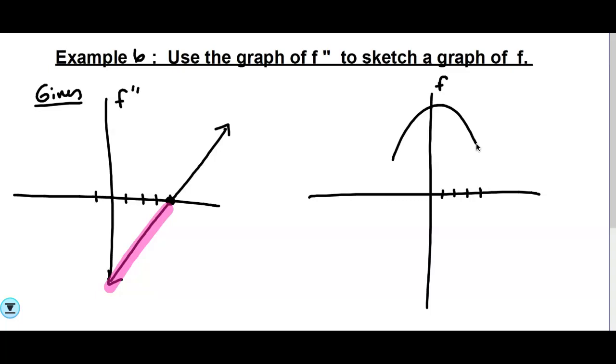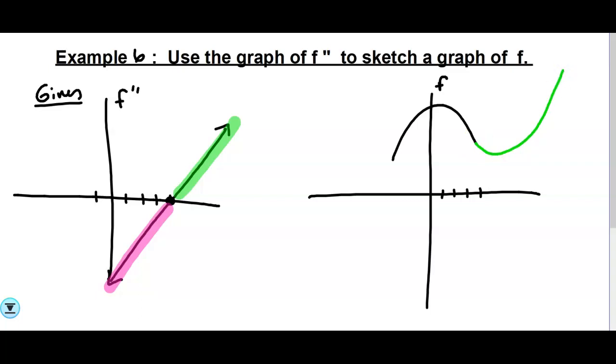And I see that to the right of 4, the f double prime graph is above the x-axis, which means that the second derivative is positive to the right of 4. Now, when the second derivative is positive, what does that tell us about f? Well, that would tell us that f is concave up to the right of 4. So to the right of 4, I'm going to have my graph bending in an upward direction.